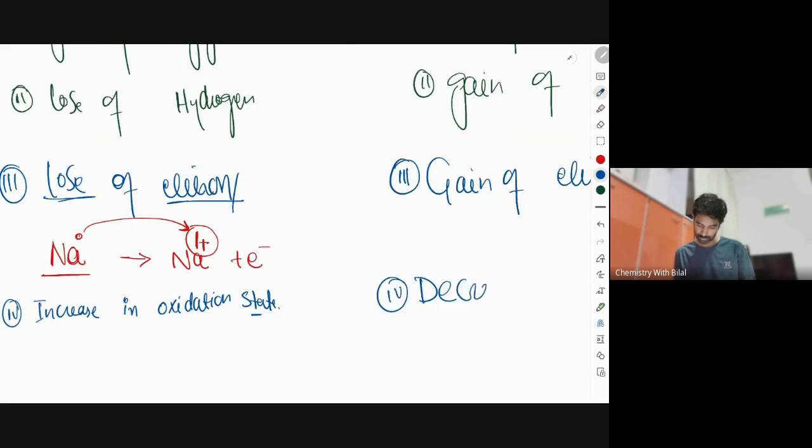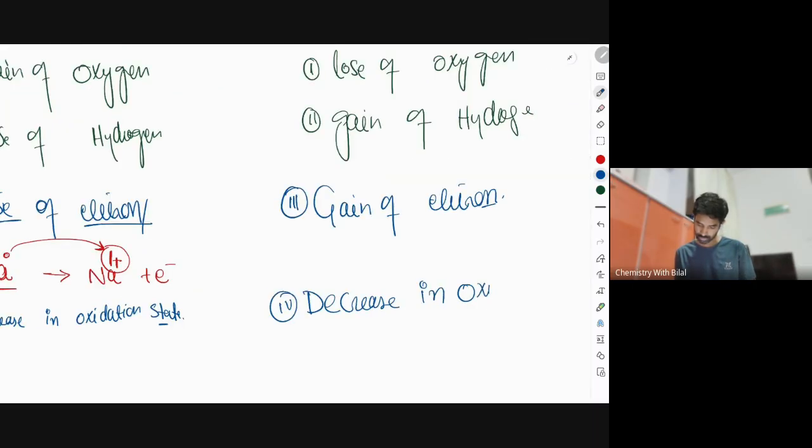Decrease, मेरे spelling पे आपने trust नहीं करें. Decrease in oxidation state is called reduction. Make sense, everyone?